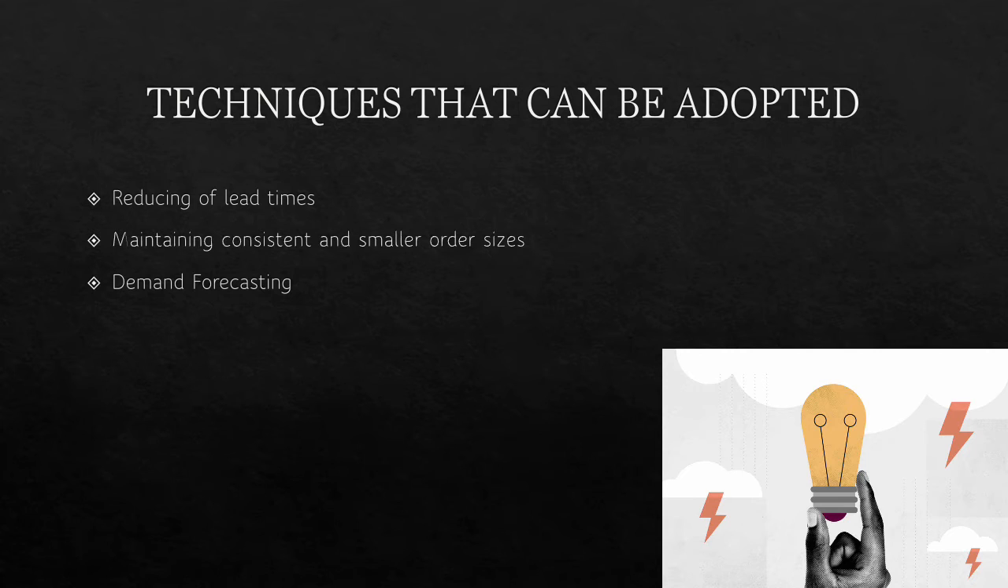Then thirdly, we have demand forecasting. One of the ways to battle the bullwhip effect is to improve one's forecast, and this can involve upgrading one's software. It can also involve gathering input from your sales team and customers and evaluating the algorithm to see which one fits perfectly with your market and with your customers.